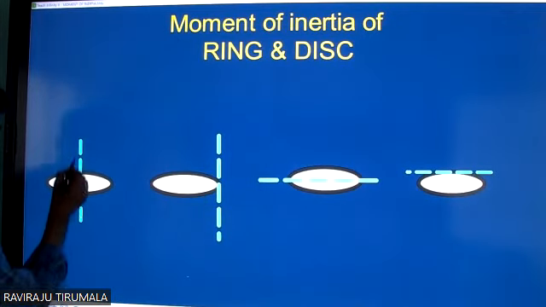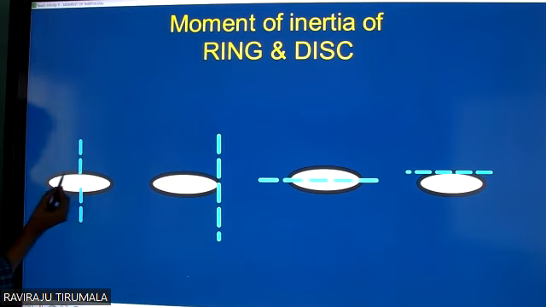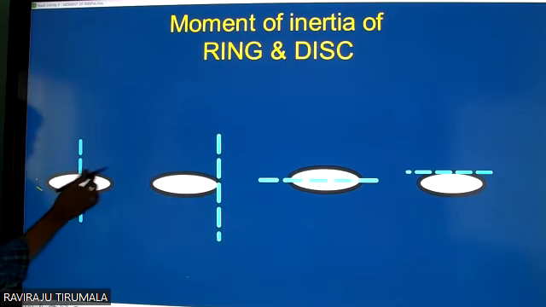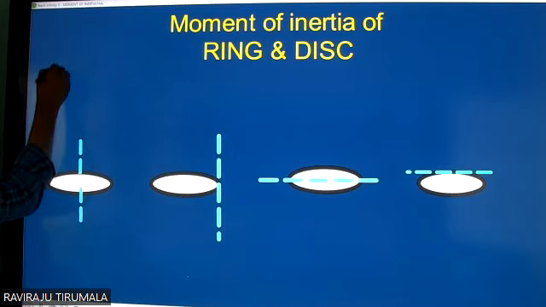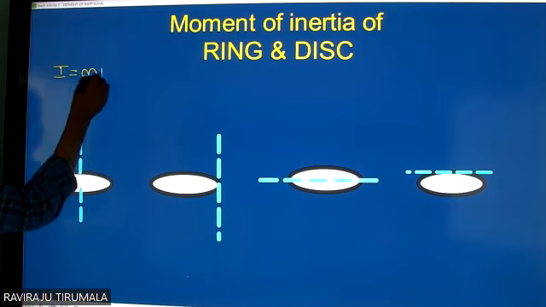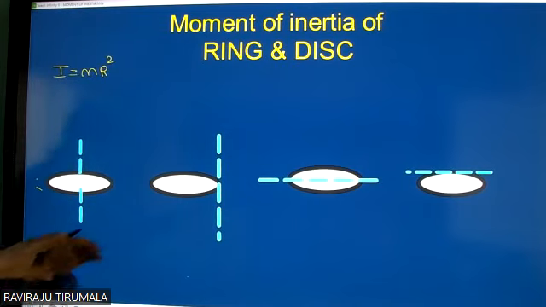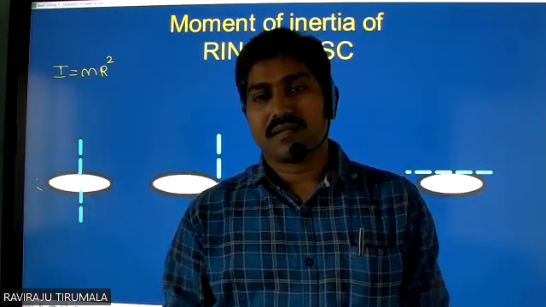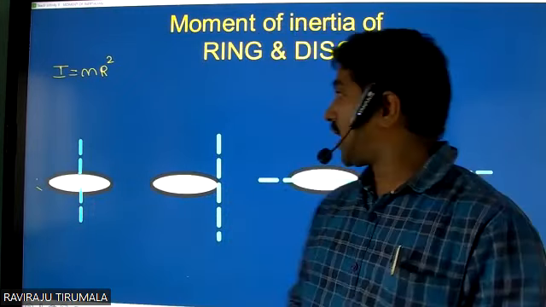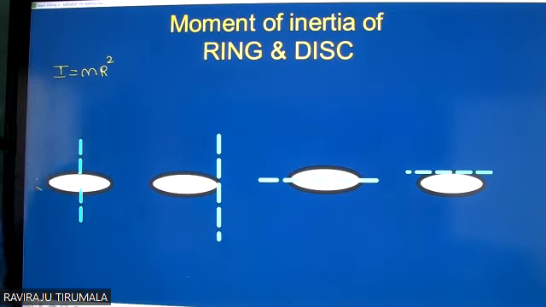Now, about this particular axis, since it is a ring, the radius is the same, right? It has a circular shape only. So from the axis, every mass particle, every portion of that ring is at the same distance from this axis. Then this general formula we can use. What is the formula for moment of inertia in this particular case? Because all the masses are distributed at equal distance from the axis, it is a symmetrical distribution of mass. So directly you can write, I equals mr square.